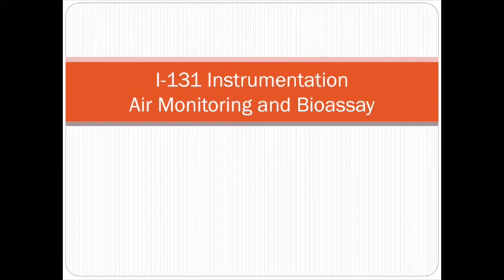But what we're going to talk about is I-131 instrumentation, and specifically the two types of things related to instrumentation related to I-131, which would be air monitoring and thyroid bioassay. So we're going to talk a little bit about air monitoring. We're not actually going to do that in lab, but as part of the lab assignment, you are going to actually have to do your own thyroid bioassay. And we'll talk about why these things are important as we move through this PowerPoint presentation.